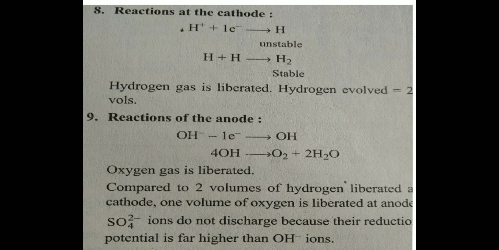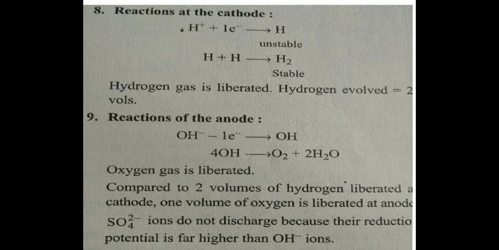Reaction at the anode: OH minus minus 1 electron gives OH. 4 such OH give O2 plus 2 H2O. Oxygen gas is liberated. Compared to 2 volumes of hydrogen liberated at the cathode, 1 volume of oxygen is liberated at the anode.